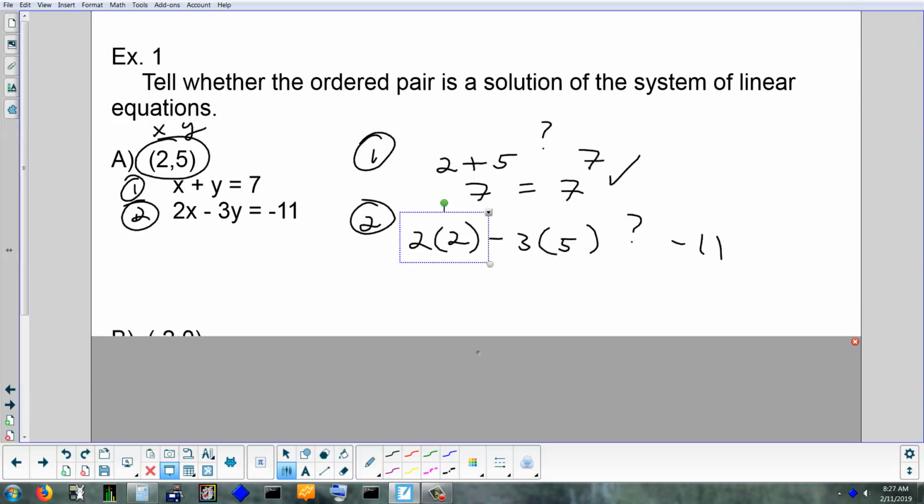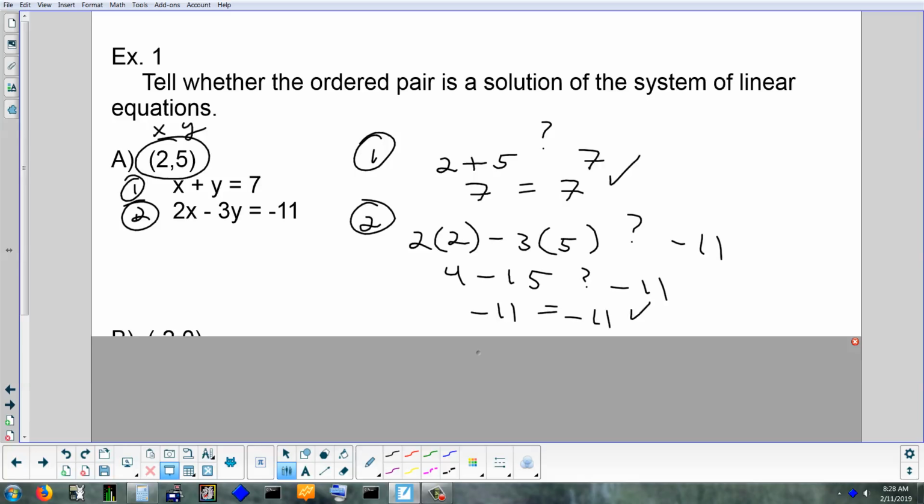2 times 2 gives me 4. 3 times 5? 15. Now, why didn't I just do 2 minus 3? Why did I do 2 times 2 first? You have to do the ones that are in parentheses first. Yeah, we always follow the order of operations, right? If there's parentheses, multiplication comes before subtraction. All right. 4 minus 15 gives me how much? Negative 11. What's on the other side? Negative 11. They are equal. So that means that that coordinate works in both.